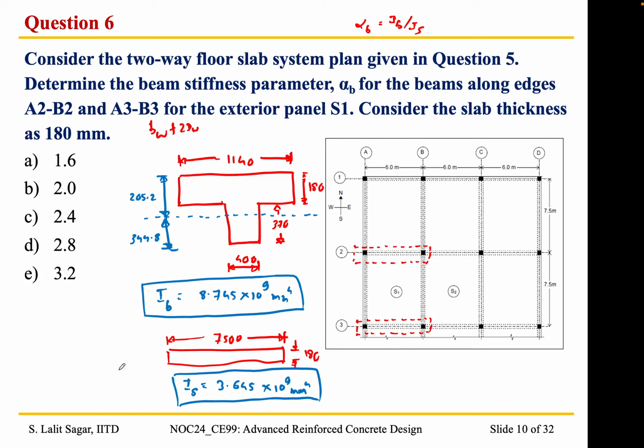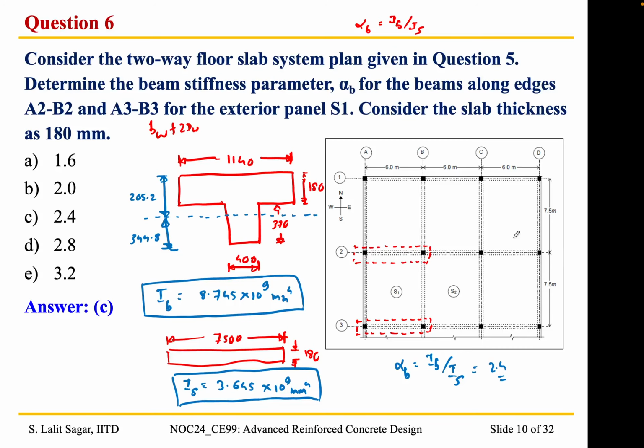So we have alpha b, let me write it here. Alpha b is equal to IB by IS. Taking the ratio I got a value of 2.4, right? So option C is the right answer. I hope that you're getting the same answer, sir. Yes, sir. Okay, thank you for the response. We can move ahead. Option C is the right answer.